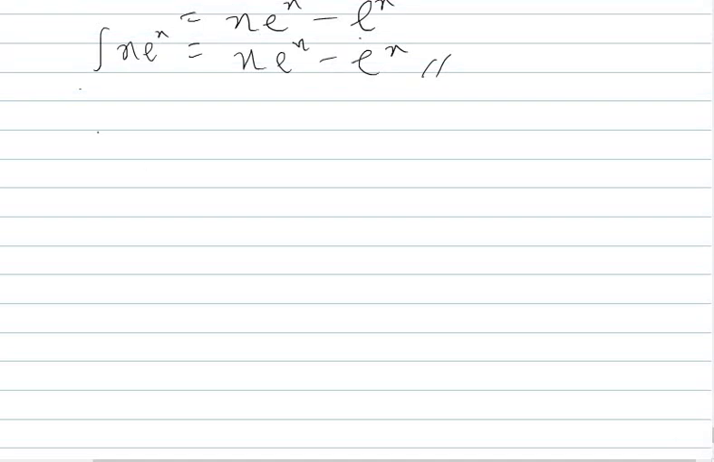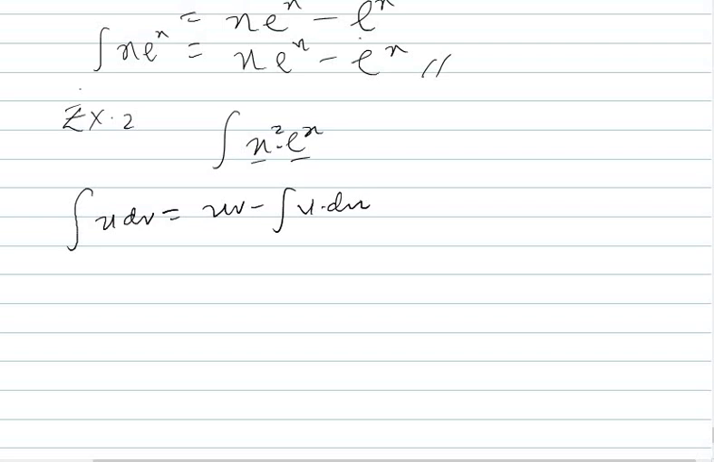Okay, so let's see question 2, example 2. We have to integrate, let's say we have the function x squared e to the x. So we have to integrate this. By now, you are seeing that integration by parts is just like the product rule of integration. One thing you need to understand, if you remember, our formula is the integral of u dv is equal to uv minus the integral of v du.